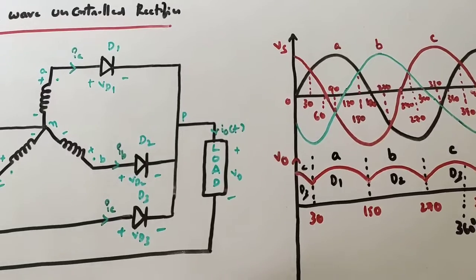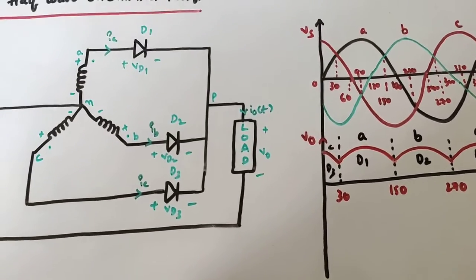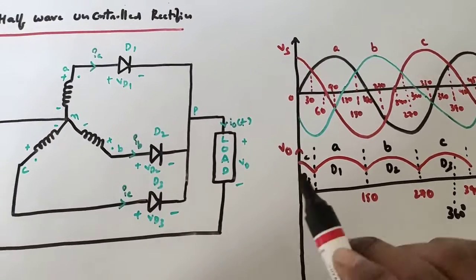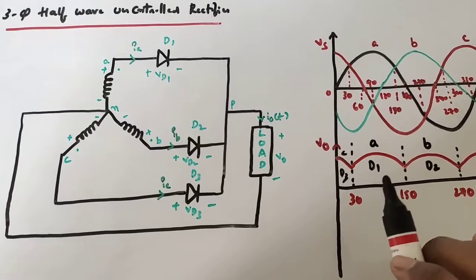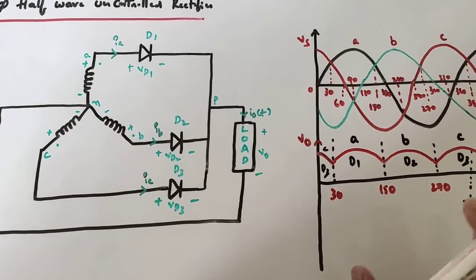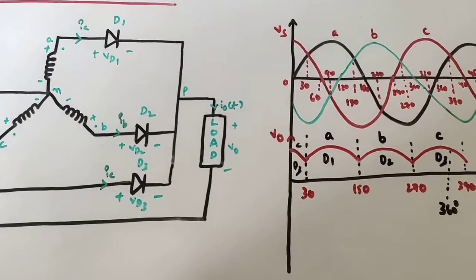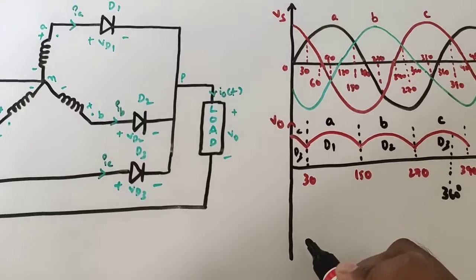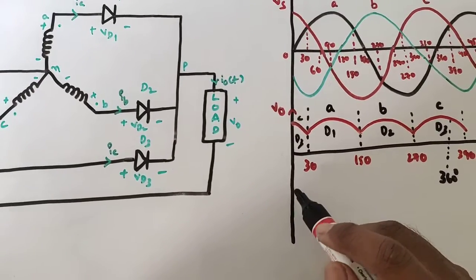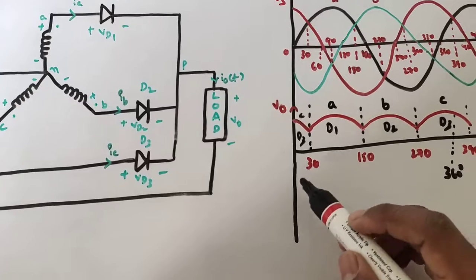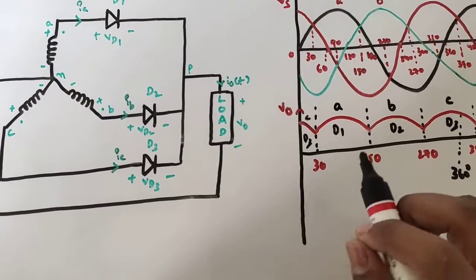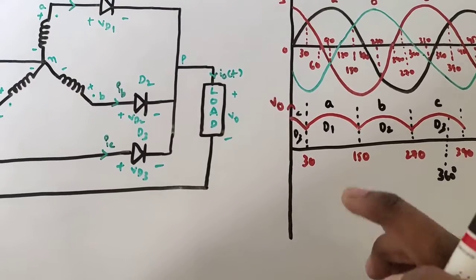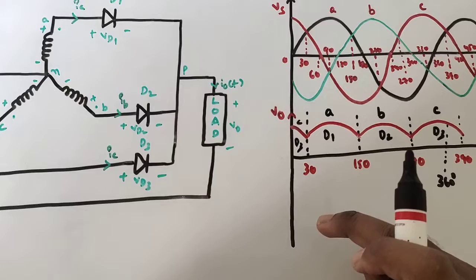And moreover, we have to consider each and everything in this particular fashion. This is the way of analyzing how the three-phase half-wave uncontrolled rectifier is going to be operated. Now the next thing I'm going to draw is the voltage across the diode, that is very important. So let me show you how we are going to draw the voltage across the diode.